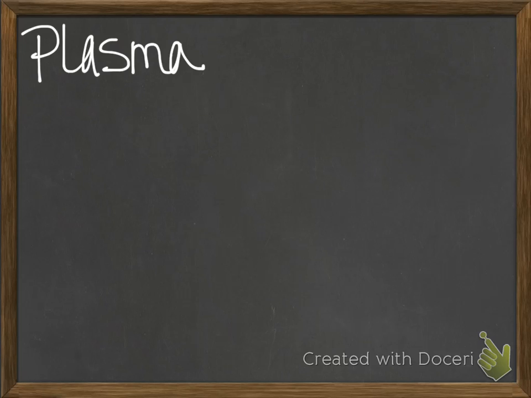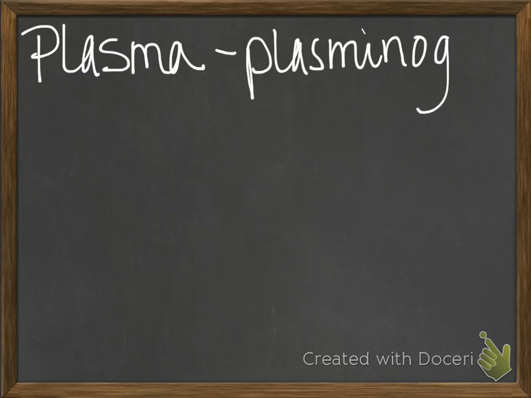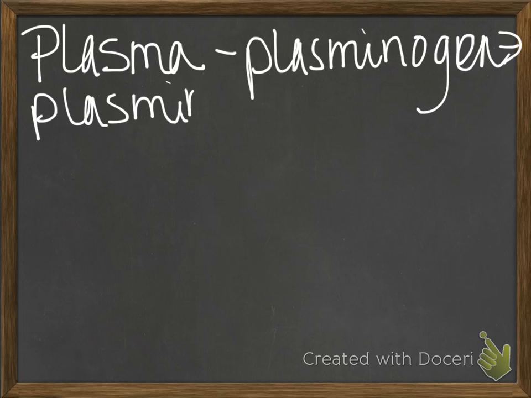So the next component that we'll talk about is our plasma. Okay, so plasma contains another protein, and it's what we call plasminogen. And plasminogen is eventually turned into plasmin. And what plasmin helps do is it will dissolve a clot and prevent inappropriate clotting. So that's one of those things that's going to prevent our whole circulatory system from becoming clotted.